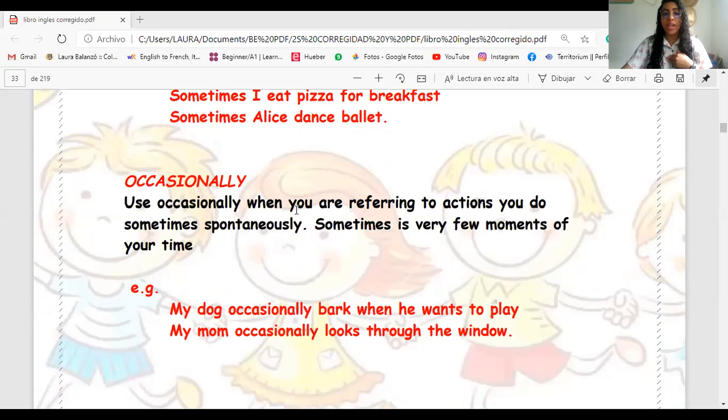Occasionally, we use occasionally when you're referring to actions you do sometimes spontaneously. Sometimes it's very few moments of your time. Usamos ocasionalmente para referirnos a acciones que pasan espontáneamente. Right? My dog occasionally barks when he wants to play. Mi perro, ocasionalmente, ladra, bark, ladrar, when he wants to play, cuando quiere jugar.